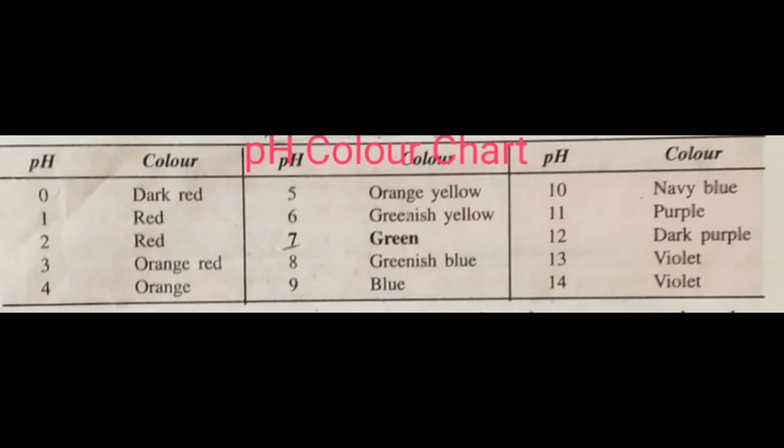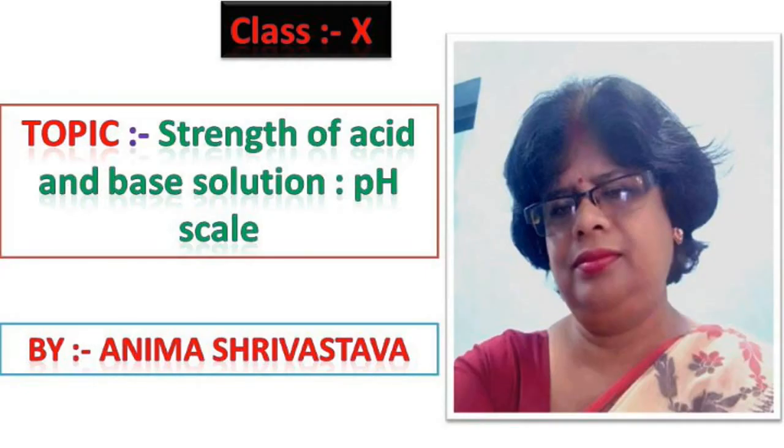Similarly, if you are provided with two solutions A and B, solution A turns blue whereas solution B turns violet, then you can say the second solution is a stronger base than the first solution. Hope all of you have understood the universal indicator and how to use the universal indicator paper or pH paper in order to determine the pH value of the solutions.